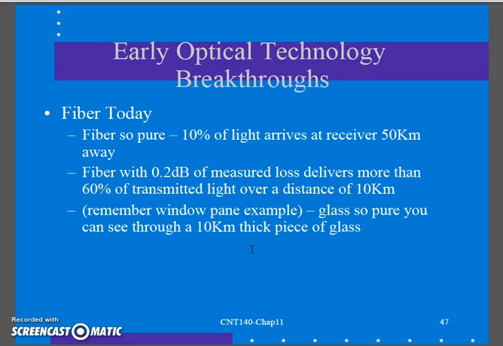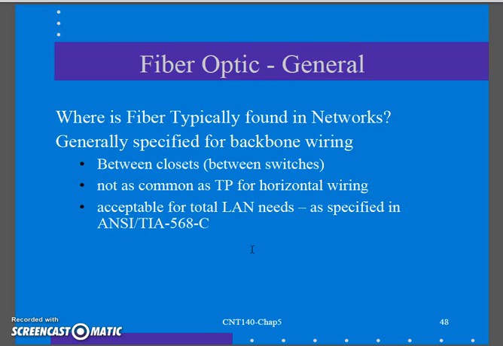And nowadays, today, we have fiber optic that is so pure that 10% of the light arrives at a receiver that's 50 kilometers away. And that's really 0.2 decibels per kilometer of loss. So 60% of the light is actually transmitted over 10 kilometers. That's pretty awesome. Again, think of a 10 kilometer thick piece of glass where I could stand at one end and kind of wave to you and you'd be able to see me on the other end. That's pretty cool. And that's because of the techniques they figured out to make this fiber optic so clear.